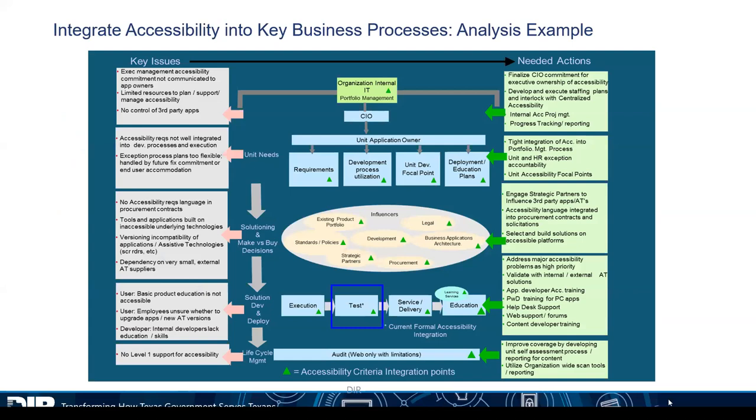This is just an illustration of an analysis of a process. Looking at an existing process, if you look closely, you'll see a blue square around the word test at the bottom. When we looked at the process analysis, that was the only place where accessibility was actually formalized in this whole complicated process. When we started looking at the process, we identified key issues in a lot of these major areas, and you can see the key issues along the left side, and then the needed actions along the right side. And everywhere you see a green triangle is where accessibility needed to be integrated in some way or another. So this is a good way to look at a process, to see where accessibility is going to play a role and how to integrate it into those processes.